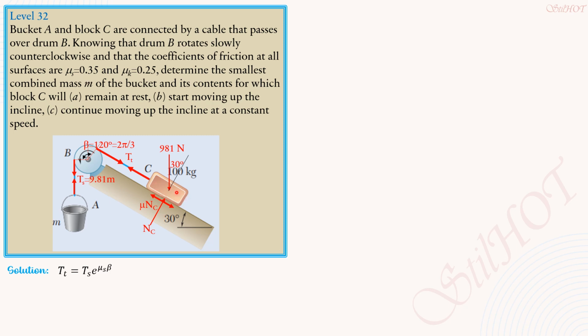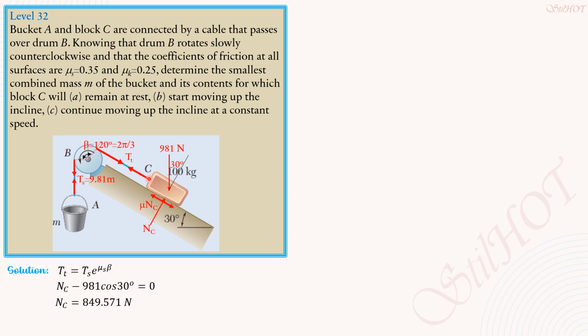So since this remains in equilibrium and there is supposedly slipping here, the coefficient of friction to be used here is mu sub k, while here, because this is not moving and there is only slipping between the belt and the drum, it remains at rest, so the coefficient of static friction should be used here. So from the figure, summation of forces normal equals 0, n sub c is 981 cosine 30 degrees. So n sub c is equal to 849.571 newtons.